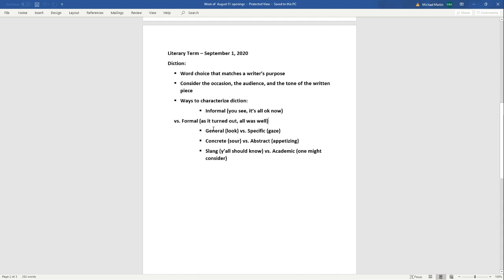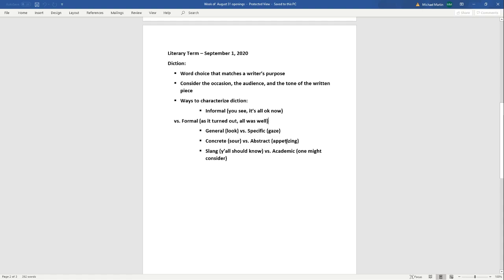So, you have other types of things, such as general forms of diction, such as look, versus a specific form of diction, gaze. You can look at somebody a lot of ways. You can look at them with suspicion. You can look at them dismissively, but a gaze, that's describing a very specific form of diction. That means you're piercing into them. You're looking into their soul. So, another form of diction, concrete versus abstract.